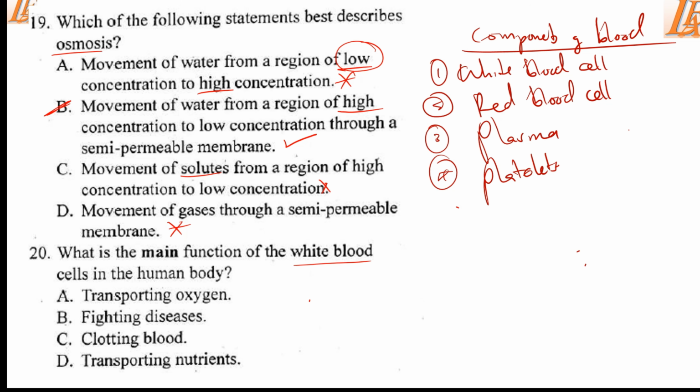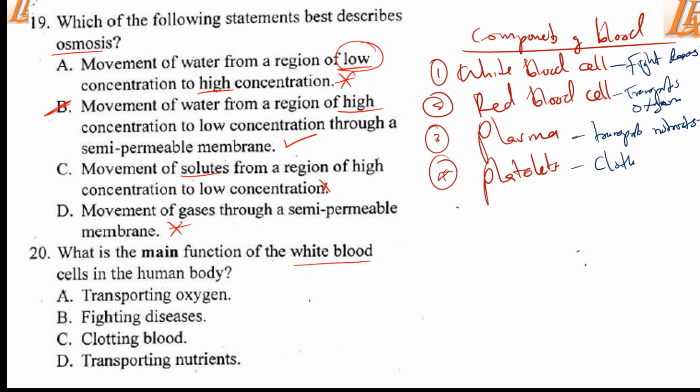Like in this case, the first one, which is a white blood cell, performs the function of fighting diseases. Then the second one, which is a red blood cell, transports oxygen in the body. The third one, which is plasma, transports nutrients like vitamins and many others. Then the fourth one, platelets, perform what we call clotting.